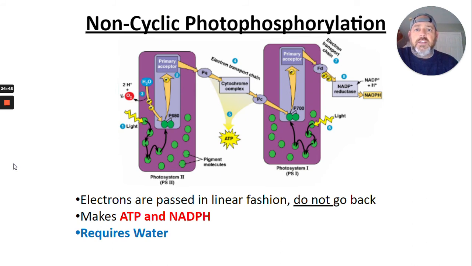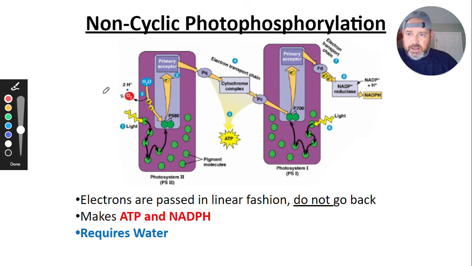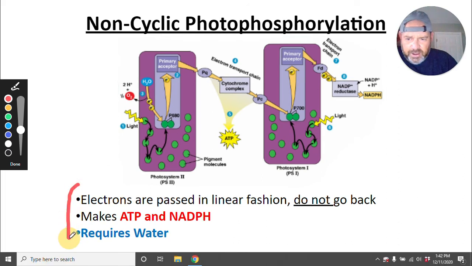So there's a couple different types of photophosphorylation here. Remember, it's the light that's driving that phosphorylation this time. And so we have non-cyclic. Everything we've talked about to this point is non-cyclic. Okay, we haven't done anything except for non-cyclic right now. So in this case, electrons are passed in a linear fashion. They do not go back.